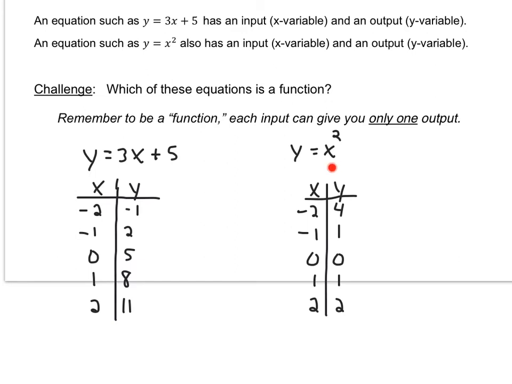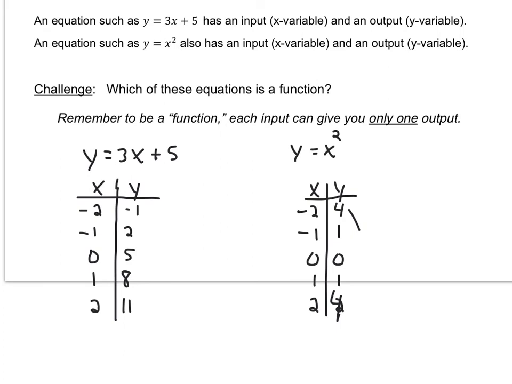Now if we look at this one, y equals x squared, and I substitute a negative 2 for x, so negative 2 squared would give me 4, negative 1 squared would give me 1, 0 would give me 0, 1 squared would give me 1, and 2 squared would give me 4. Now does each x have only one y? Well, yes. The y does repeat here, so it looks like we have ones here. This is actually supposed to be a 4, not a 2. So it looks like the y repeats here, but each x can only have one y.